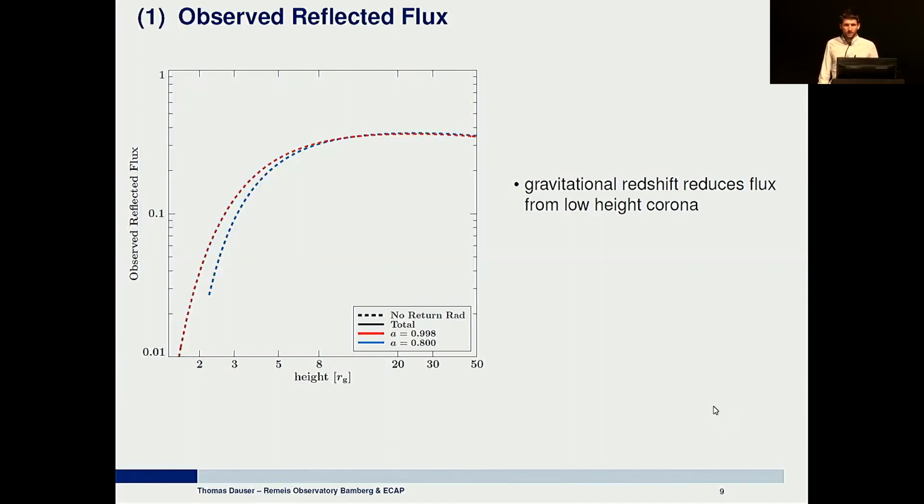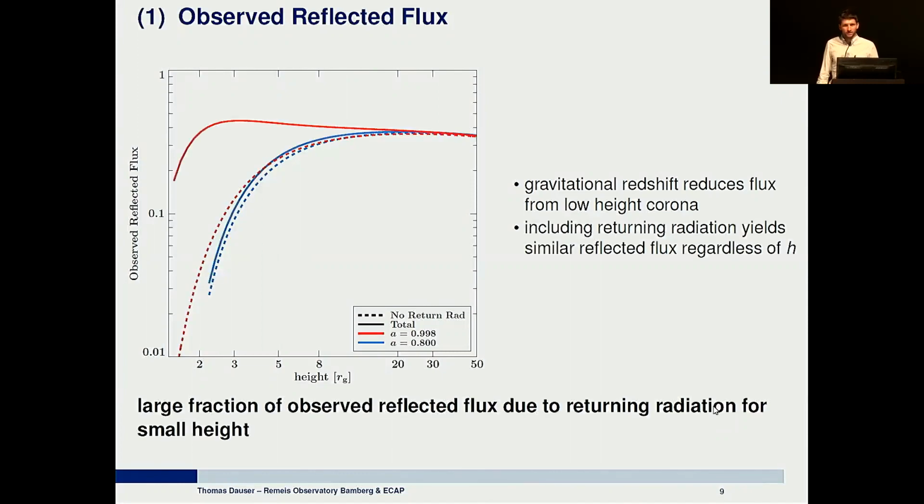So that is known. But if we add now the returning radiation, you can see that really boosts the flux, because a lot of the flux which is lost can be recovered by photons now irradiating the outer part and then being observed. So that's quite a huge effect. So I would say here the reflected flux is almost independent of the height if you're not talking about heights lower than 2 Rg in this case.